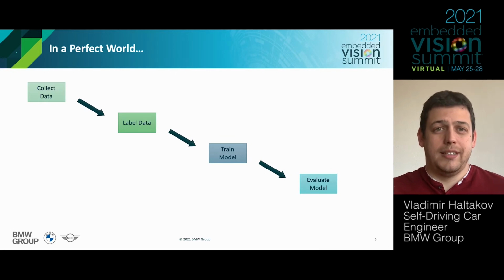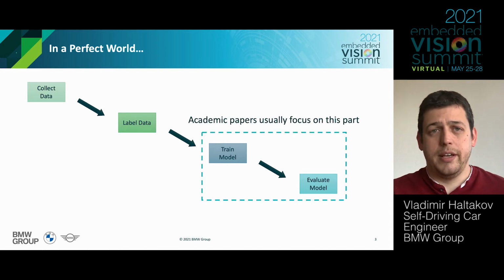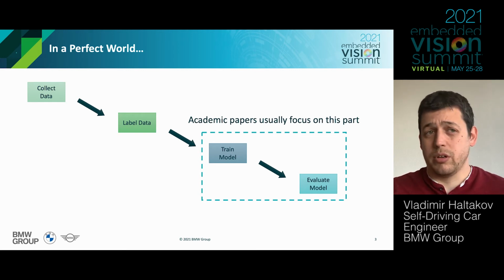Now let's start with a view of the typical machine learning pipeline for training computer vision models. You start with collecting some data, labeling the data, training a model, and then evaluating it. And it's typically this part that research papers focus on because in academia you usually work on some benchmark data sets which are provided and already labeled, so you focus on experimenting with different models, parameters, and evaluation.